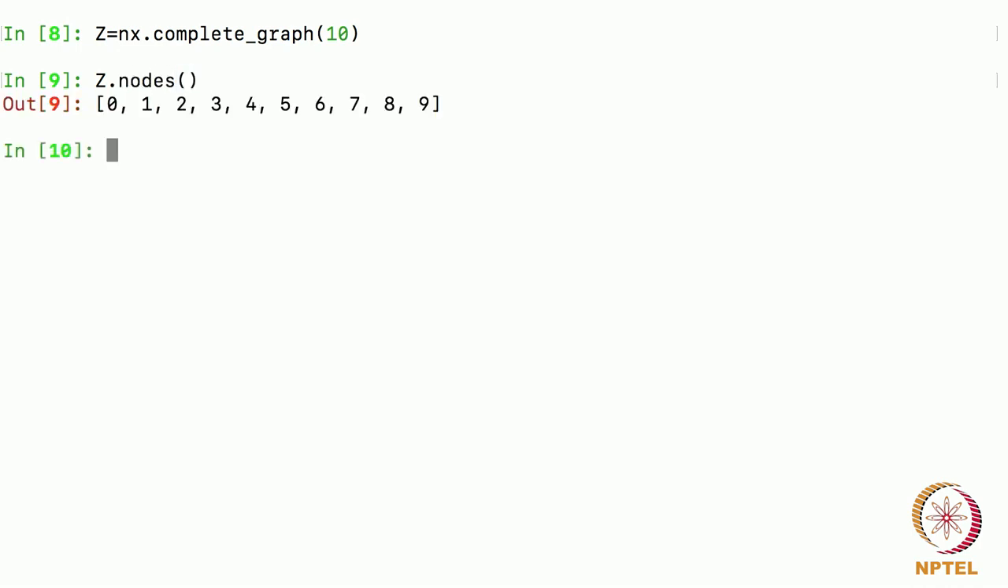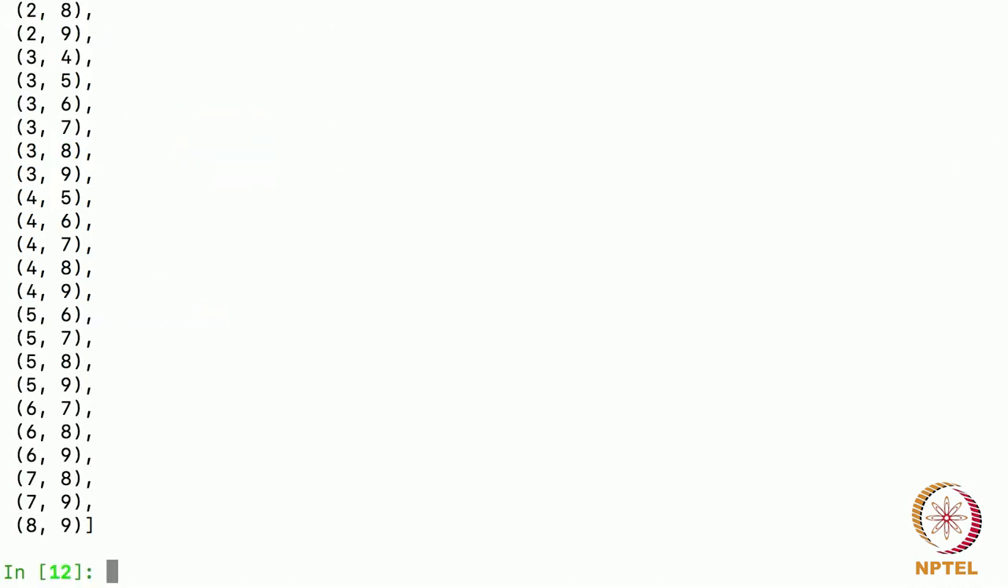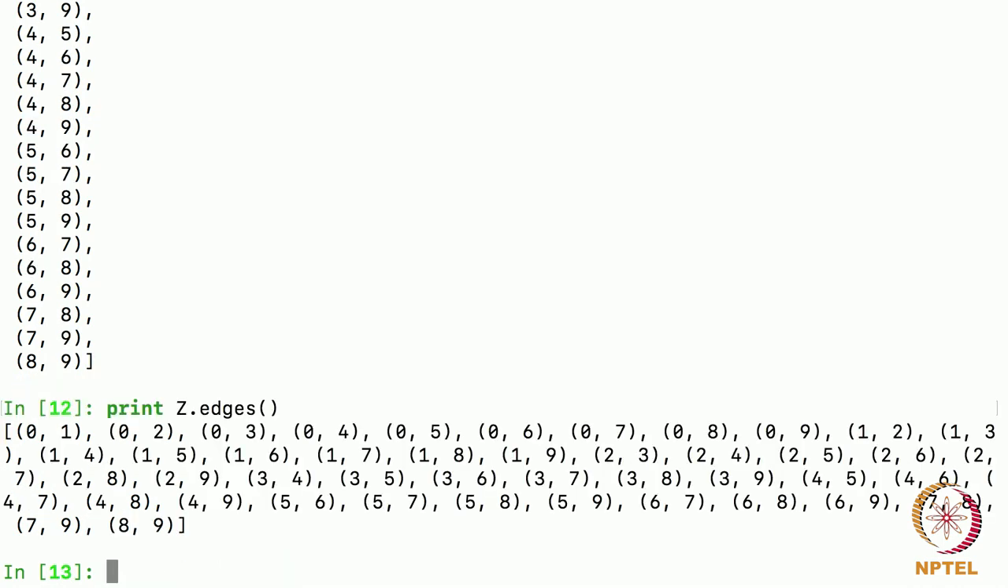Of course, there are 10 nodes here, and the edges, print Z edges or simply Z edges, both of them will output the edges. Here are the edges. If I simply say Z dot edges, it will put it in a line like this. That is why I said print Z dot edges. It will neatly show it like this. There are 45 edges here.